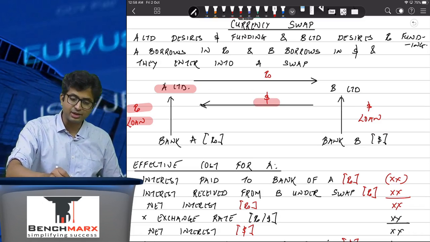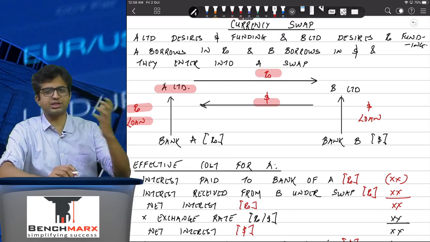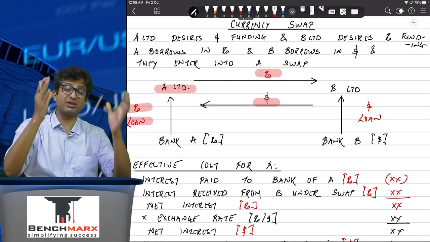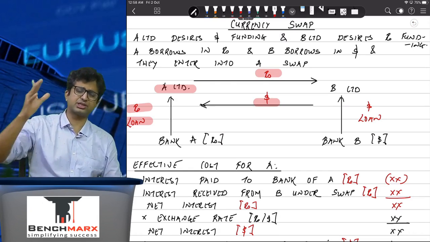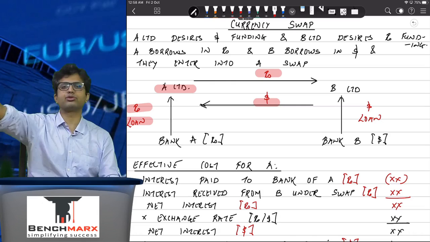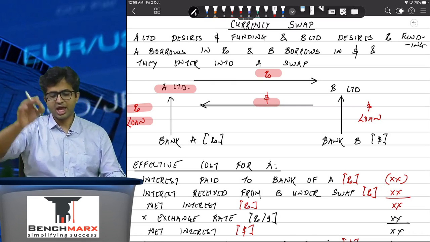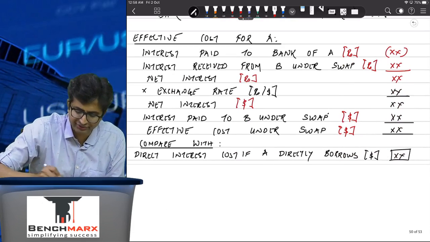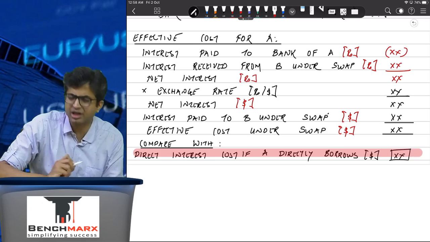So there will be three items. Two of them will be in one currency, one of them is in a different currency. You have to convert everything into a uniform currency. And which currency would that be? Well, that is the currency in which you would generally have the interest on the desired borrowing. So if your desired borrowing was in dollars, your interest would come in dollars, and hence, let us say, you will compare this with the direct interest if I were to directly borrow in dollars.